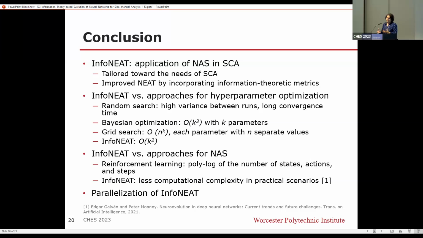And you have seen we have many neural networks that can be trained in parallel, and that could reduce the time complexity very effectively. What else can I add compared to random search, which is very usual in the related works? You could see that InfoNet can converge much faster compared to Bayesian optimization and grid search. We have also provided the big O notations for the time and computational complexity.